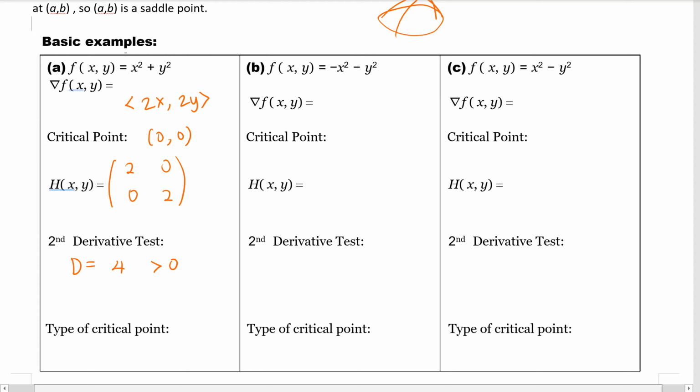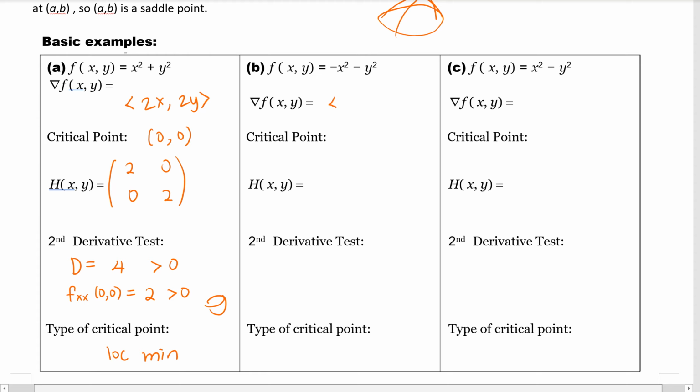Well, this is positive. And then what is fxx? Well, fxx at the point (0, 0) is 2. It's also positive. So we know it looks like a bowl and it's concave up, right? It's a bowl concave up. Then we have a local minimum. So far, so good, everybody? All right. Let's look at the next example.